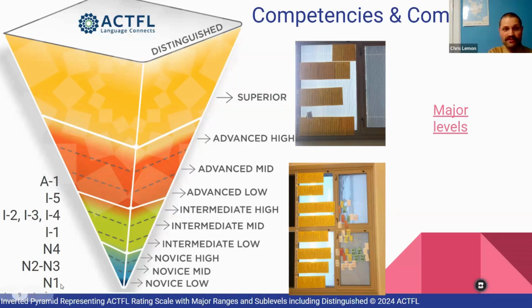If you're using the Form A, it'll rate kids from novice 1 all the way up to intermediate 1, which is the equivalent of novice low to intermediate low. And then the Form B, which is what we tend to use, will rate them from N4 or novice high all the way up to advanced low. And anything beyond that, you'd be looking at using the OPI or the WPT.